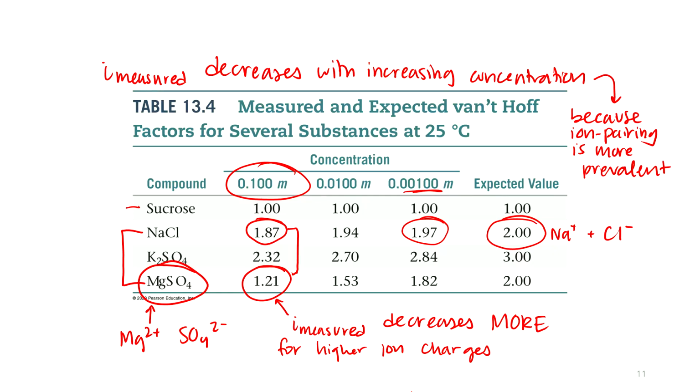Okay, it's these 2 points that are really useful to compare. Because at that 0.1 molal, NaCl has decreased, but it's still 1.87. But magnesium sulfate's all the way down to 1.21. That tells us that there's a lot of ion pairing in that magnesium sulfate solution, more than in the NaCl, because a +2 charge and a -2 charge are more strongly attracted to each other per the Coulomb force or electrostatic force, okay? So they're going to draw together more regularly in solution.